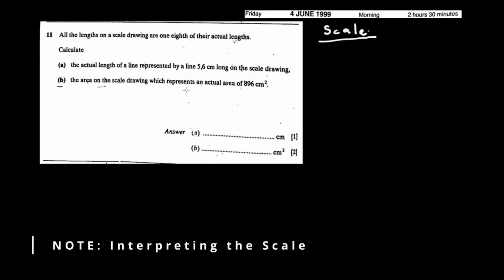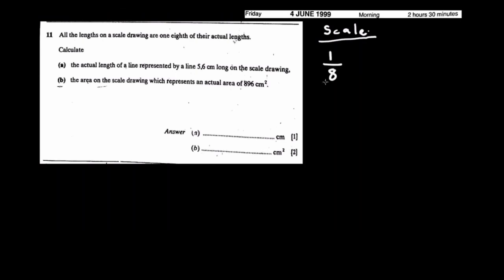B, the area on the scale drawing which represents an actual area. So how do we address this question? Firstly, we need to interpret our scale. And to interpret the scale, we use this statement in our question: all the lengths on a scale drawing. This statement means that 1/8 on the map is representing 1 centimeter on the actual ground.